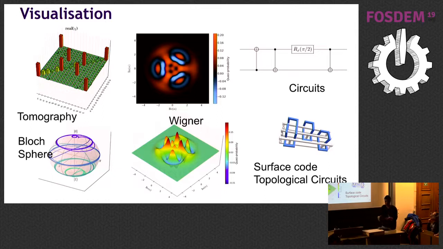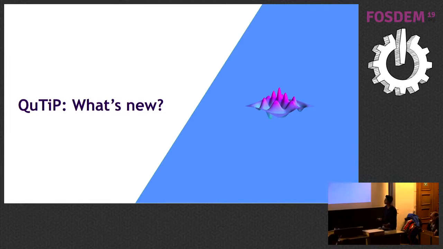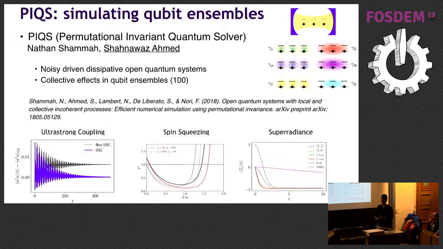So what's new in QuTiP? PIQS, the permutational invariant quantum solver. This theory was being developed by Nathan Shammah when I was at RIKEN. And I came into the whole QuTiP picture because of this project.